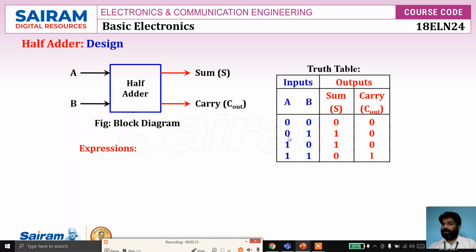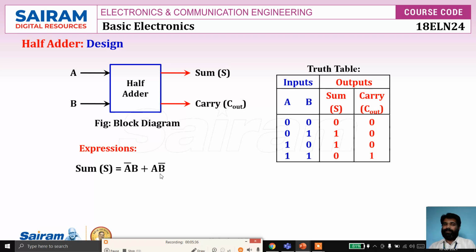While writing the product term, if the value of a variable is 0, we consider it complemented. Here A is 0, so we consider complemented A bar. And here B is 1, so uncomplemented B. So we'll write this expression for sum. For the first one, it is A bar B. For the second one, plus A B bar. So this is the expression.